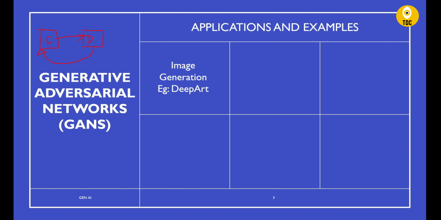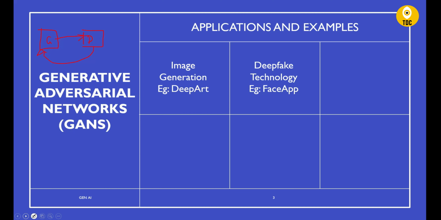So the first one is image generation. GANs are used in image generation, and the example is DeepArt, which uses GANs to create artwork by applying the style of one image. For example, if you have a Mona Lisa painting, it can replicate the Mona Lisa style in the context of another, such as another person's photograph, and produce a stunning artistic rendering that blends the two together and creates a new picture. That is what DeepArt does using GANs.